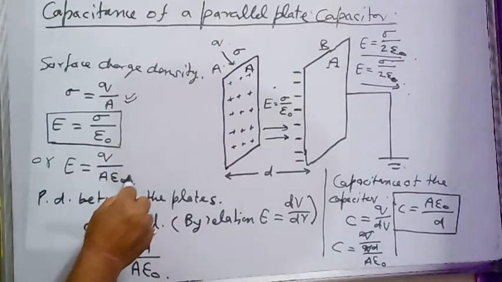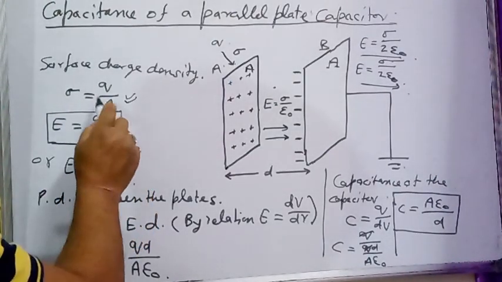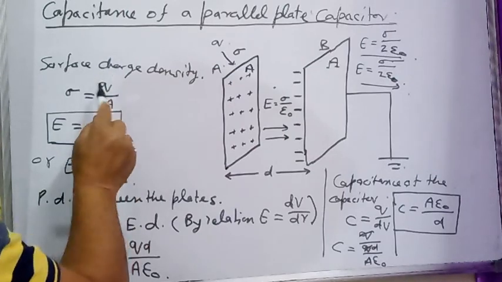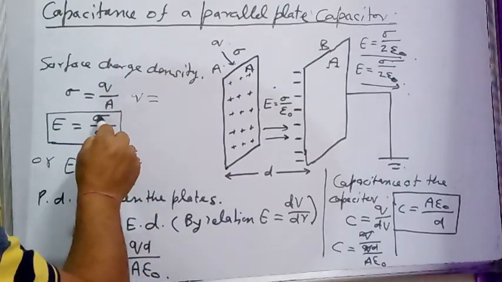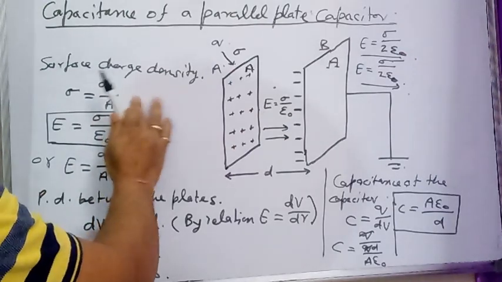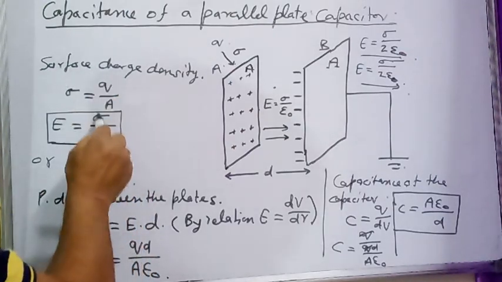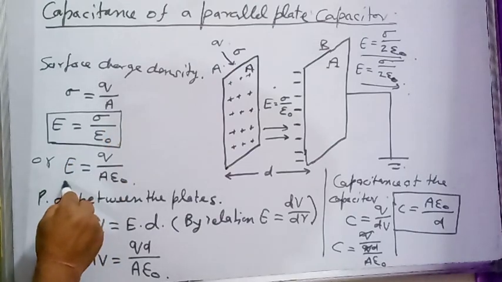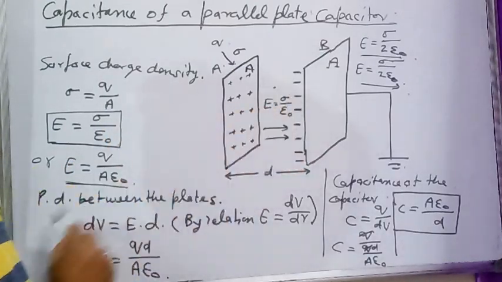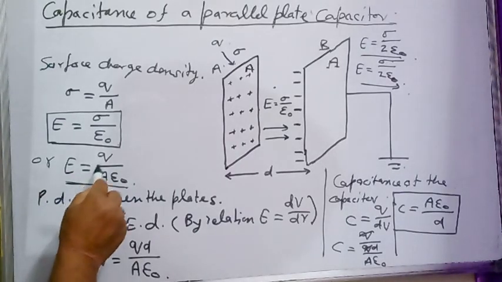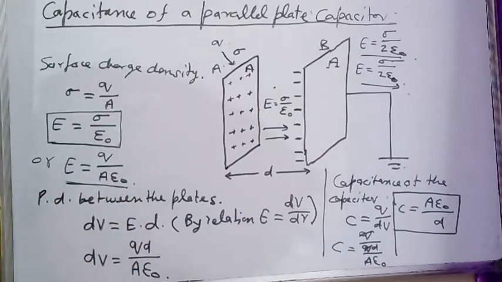Then if we replace the value of sigma, which can be Q divided by A, if we put the value of sigma here, what will be the electric field? The electric field at any point in between the plates of the capacitor is given as E equal to Q divided by A epsilon naught.